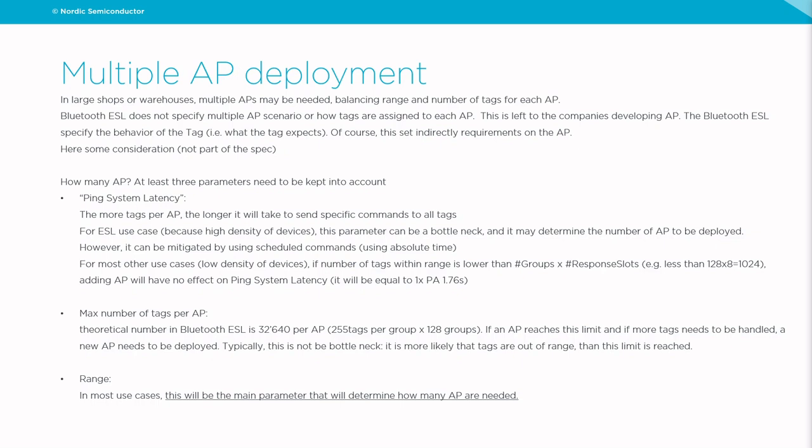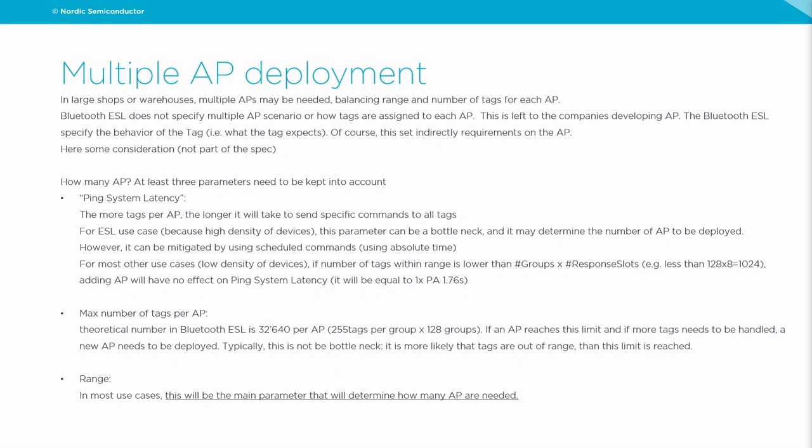This brings to the last parameter, which is range. In particular, if you don't have many devices per square meter, range will be the main requirement that will set the minimum number of access points you need to deploy. You can do this by using one of the many simulation tools available in the market. You can simulate the range and based on that decide where to put the access point.